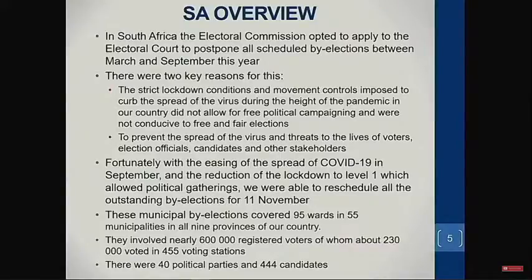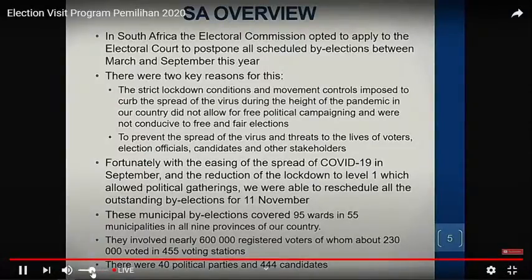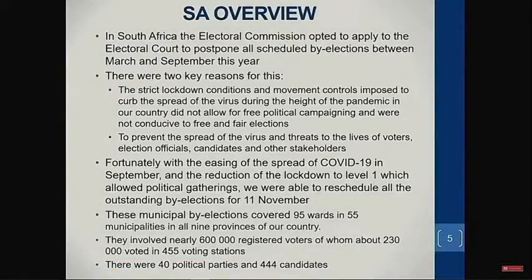So these are some of the challenges and issues that we faced, and the commission, in light of those things, opted to apply to the electoral court to postpone all scheduled by-elections between March and September this year. There are two primary reasons why the commission took that route. Firstly, the strict lockdown conditions and movement controls imposed to curb the spread of the virus during the height of the pandemic in our country did not allow for free political campaigning, and the conditions were not conducive to free and fair elections.